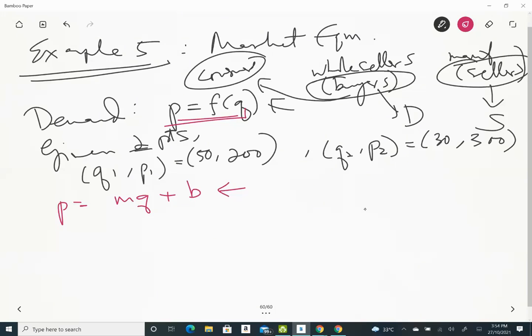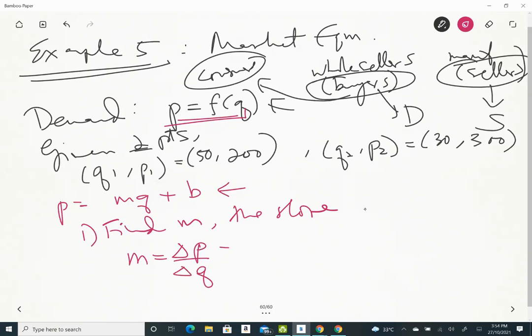First, what do you need to find? We need to find M, the slope of the demand function. As you know, M is equal to delta P over delta Q, and given the 2 points, that is P2 minus P1 over Q2 minus Q1. Given the points, we just substitute. If you look at the book right away, it gives you 300 minus 200. How do you get that? Okay, so we have to start from the beginning, so that we know what we are doing.